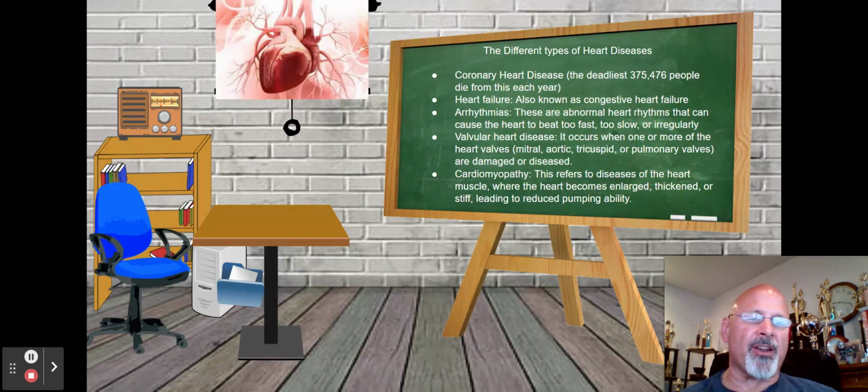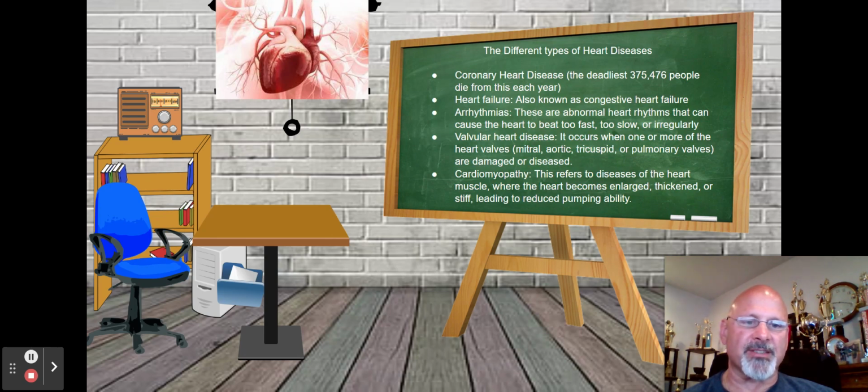We want to look at heart disease. When we talk about cardiovascular disease, heart disease is part of it. Coronary heart disease is the deadliest. Over 375,000 people die each year from this. Heart failure, also known as congestive heart failure. Arrhythmias are abnormal heart rhythms that can cause the heart to beat too fast, too slow, or irregularly.